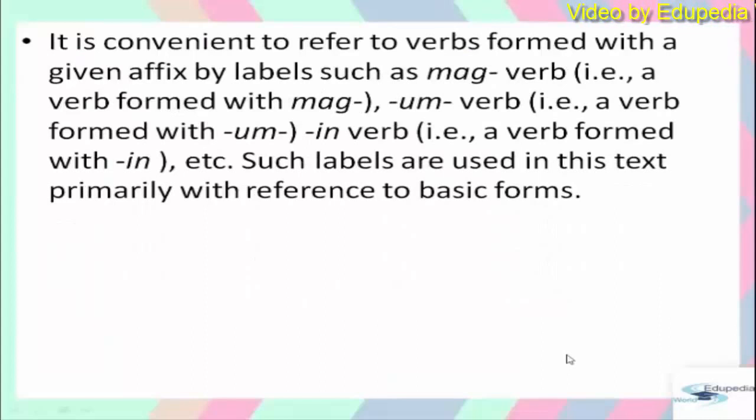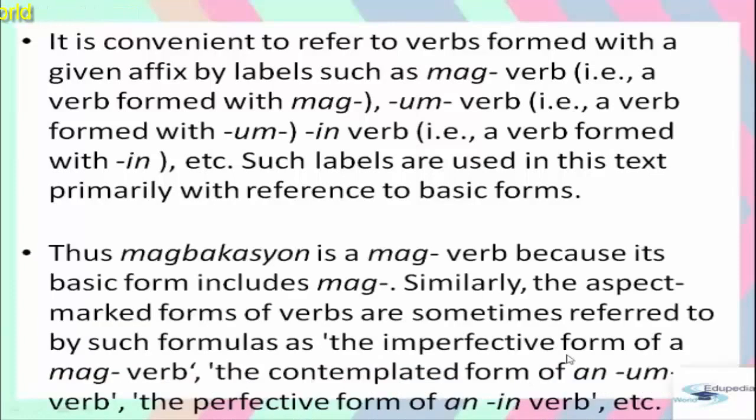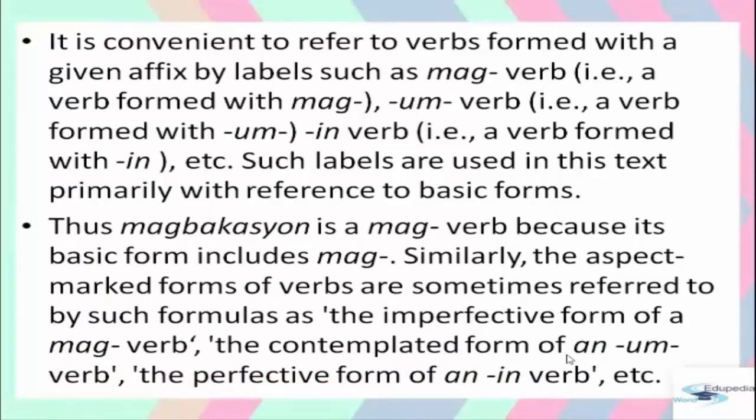It is convenient to refer to verbs formed with a given affix by labels such as mag verb, um verb, and in verb, and such labels are used in this text primarily with reference to basic forms. Thus, magbakasyon is a mag verb because its basic form includes mag. Similarly, the aspect forms of verbs are sometimes referred to by such formulas as the imperfective form of a mag verb, the contemplated form of an um verb, the perfective form of an in verb.